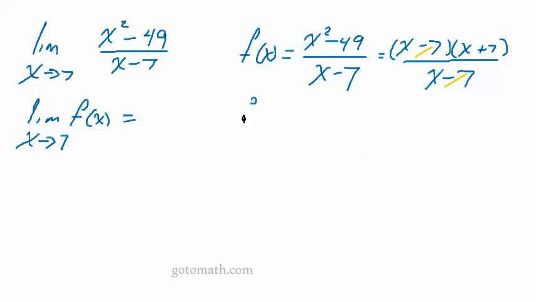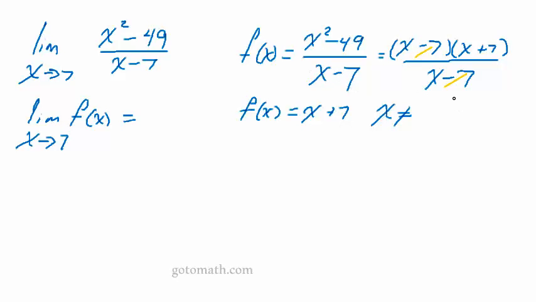I can actually rewrite this limit. F of x is equal to x plus 7. But the thing of it is I have to state, in order for both these to be the same function, which they don't look the same, that their domain must be the same.